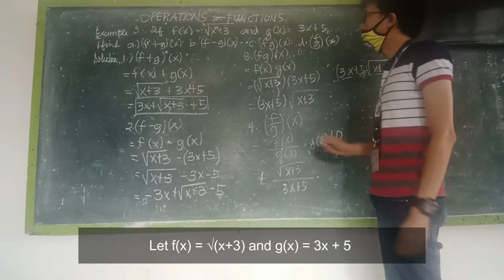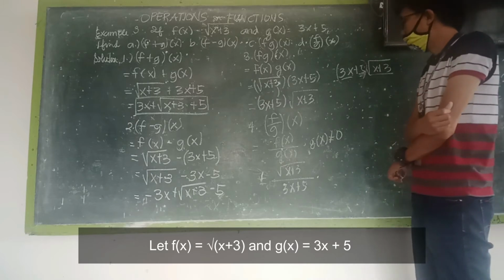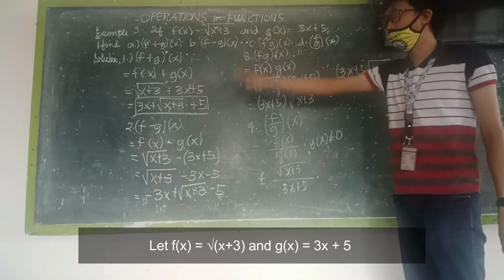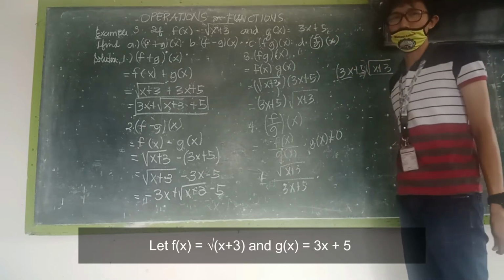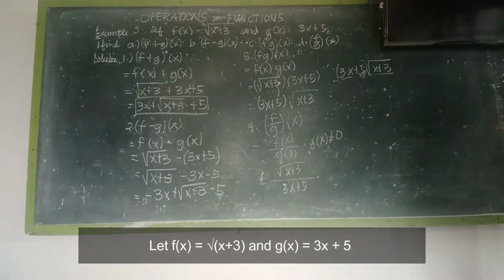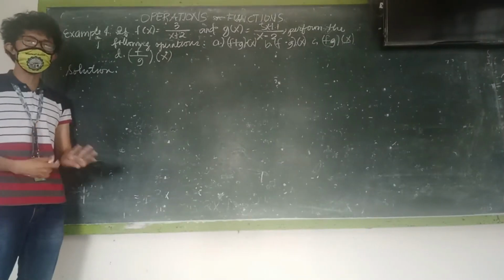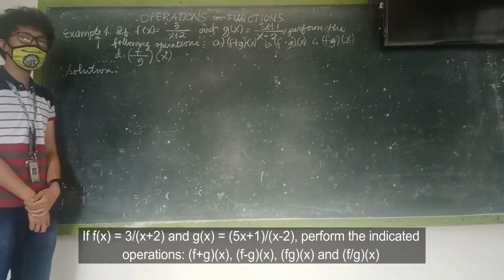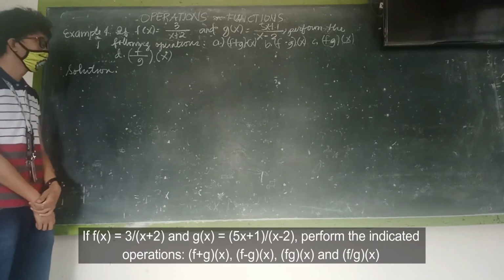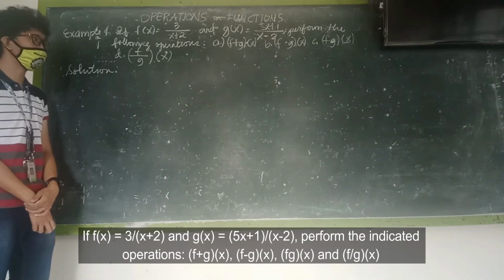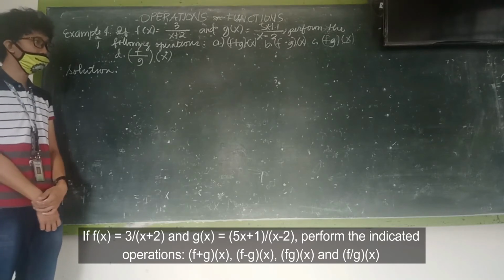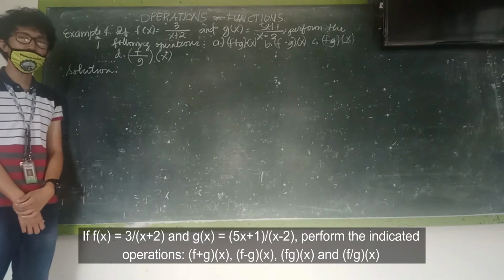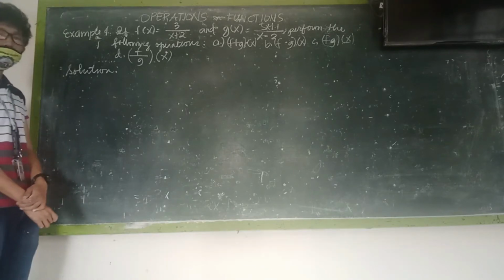So, given that f of x is the square root of x plus 3 and g of x is equal to 3x plus 5, these are the operations of functions applied to those two functions. So, we have here example number 4. If f of x is equal to 3 all over x plus 2 and g of x is equal to 5x plus 1 all over x minus 2, perform the following operations. A, f plus g of x, b, f minus g of x, c, f g of x, and d, f over g of x. So we will have the different solutions.